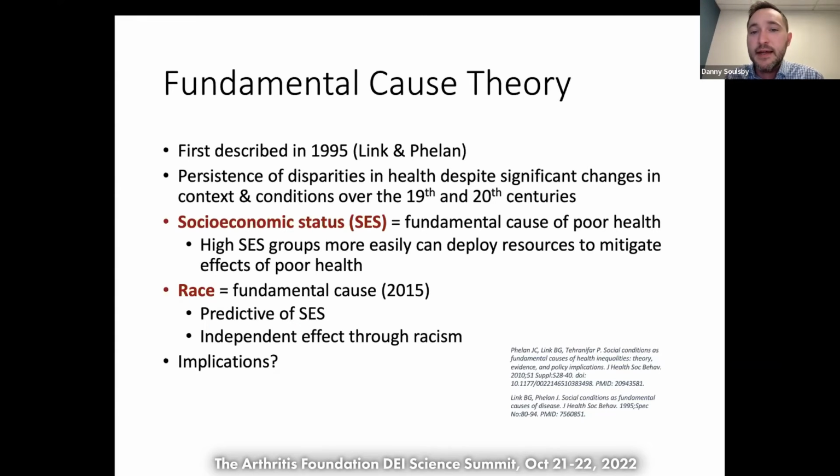What they noted is that, despite significant advances in health over the 19th and 20th centuries, and more medical discoveries, we still see the persistence of disparities in health, even though, if we were to think about it, everybody should be able to benefit from this new knowledge. And what they proposed is that socioeconomic status is a fundamental cause of poor health, because higher socioeconomic groups are more likely or more able to A, learn this information, and B, deploy resources to mitigate the effects of poor health.